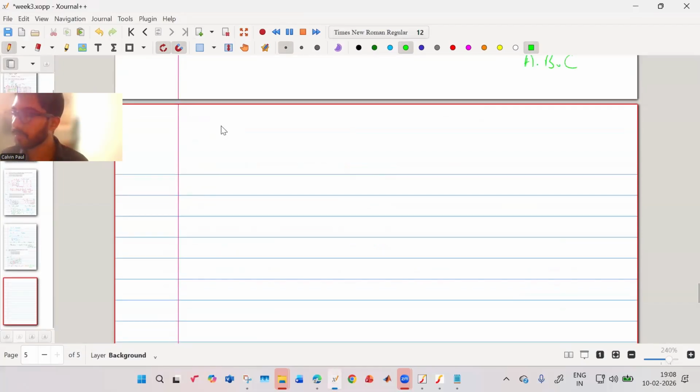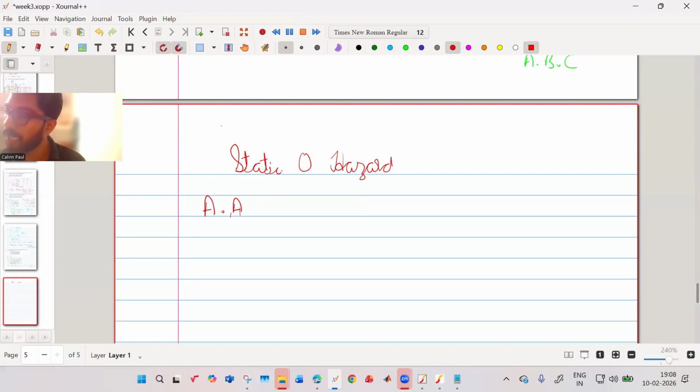Okay. So now we'll go to the static one hazard. Similarly, there's another thing known as static zero hazard. What the static zero hazard means is, you have the truth law, you have A and A bar. What should that value be? A and A bar, how much should it be? 0. Yes, very good. It should be 0.